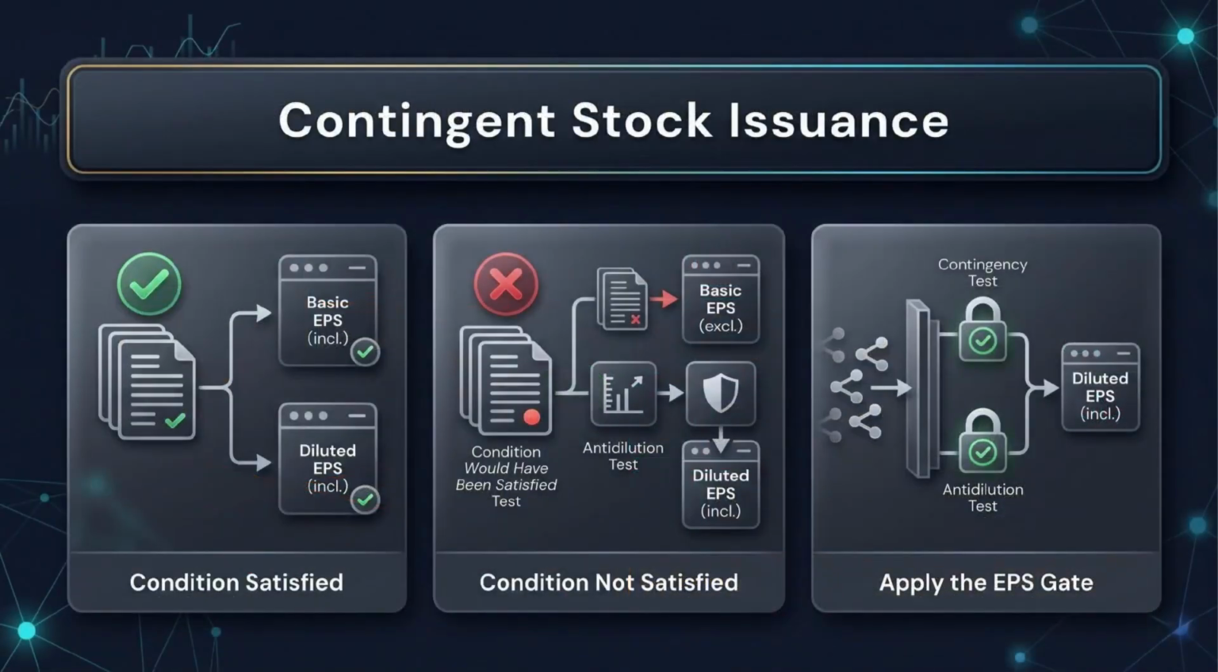Contingent stock issuance requires careful distinction between basic EPS and diluted EPS. For basic EPS, contingent shares are included only when the condition is actually satisfied. For diluted EPS, the test asks whether the condition would be satisfied if the end of the reporting period were the end of the contingency period. And then the instrument must still pass the dilution test. So the key is not whether shares are theoretically possible. The key is whether the ASC 260 condition gate has opened.